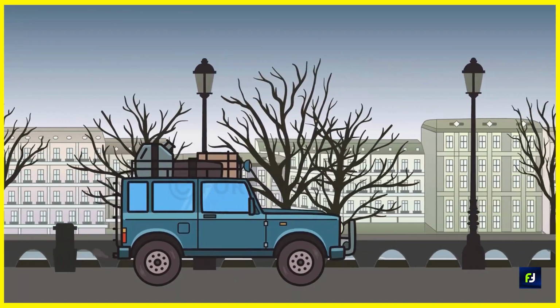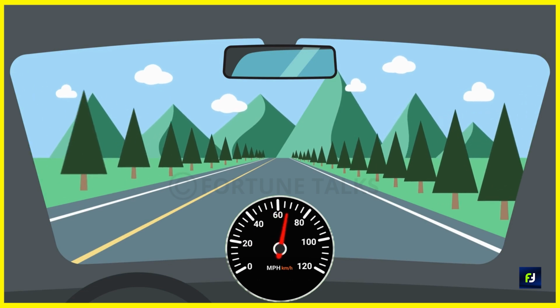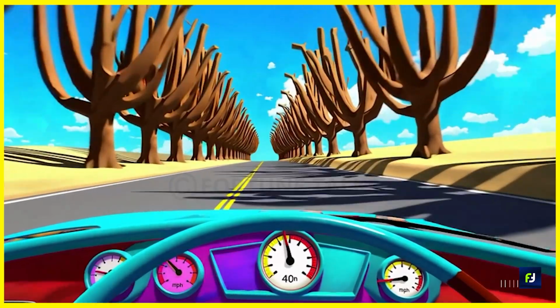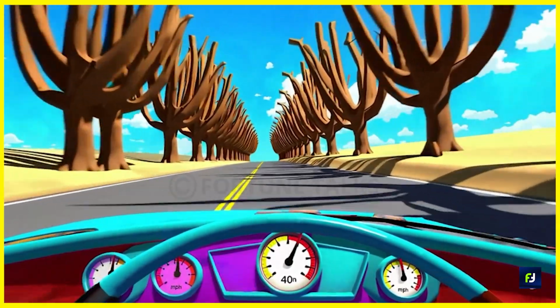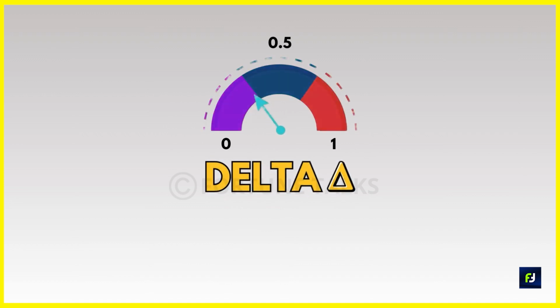Imagine you are driving a car on the highway and you keep a close eye on your speedometer to know exactly how fast you're going. Now, what if I told you that there is something just like that in the world of options trading? It is none other than our first option Greek called delta.